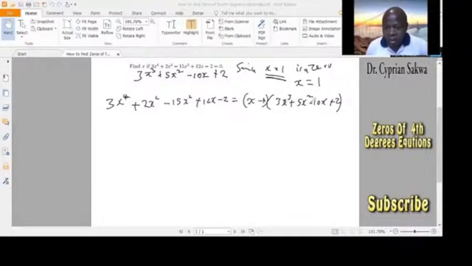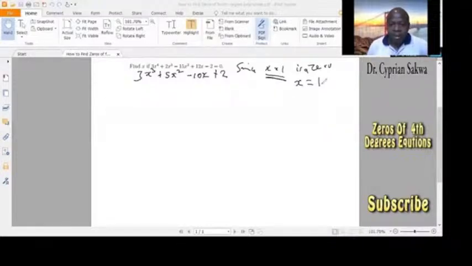And we've seen that x equals 1 is a solution to this. So what that means is that this one can be divided by x minus 1. And let us divide it into 3x raised to 3 plus 5x squared minus 10x plus 2.